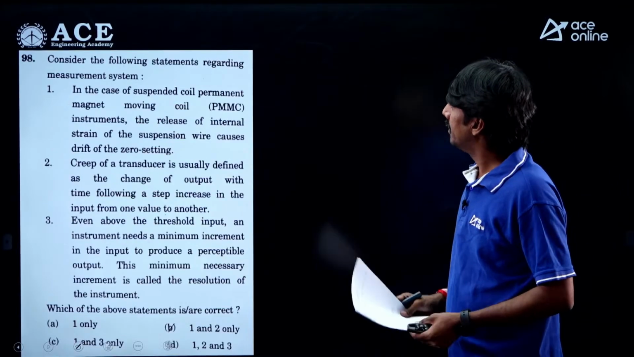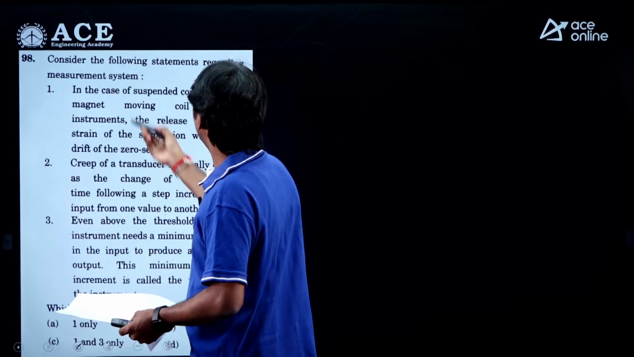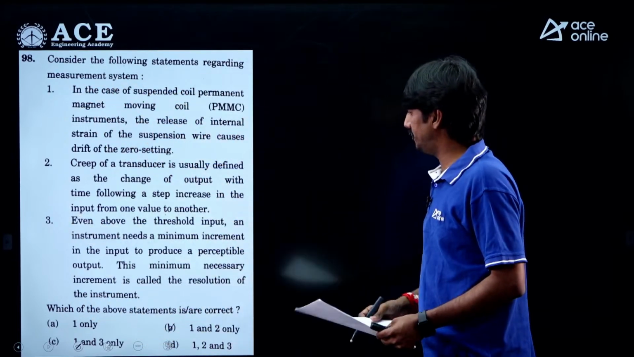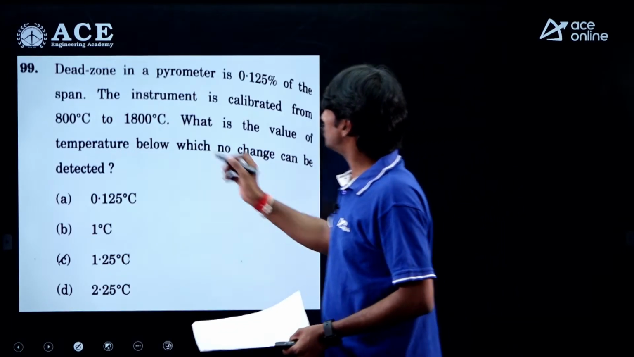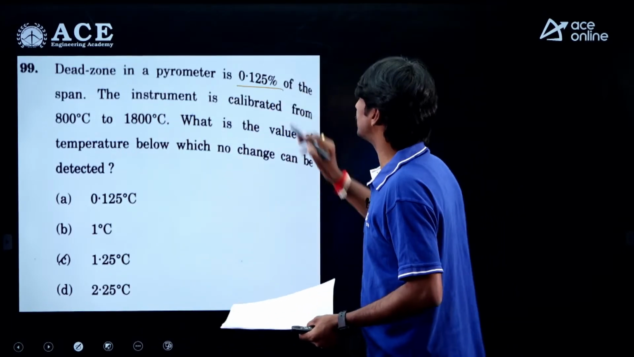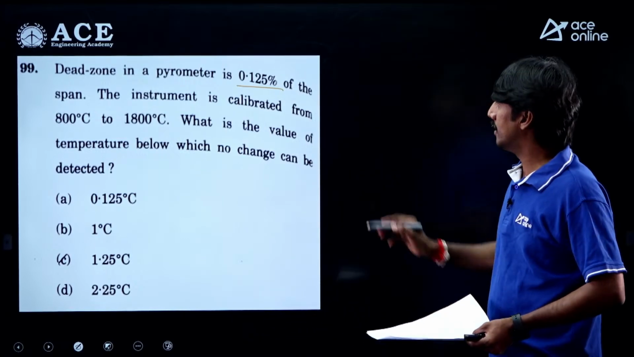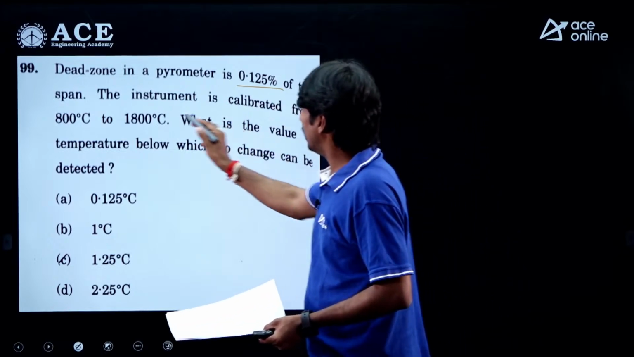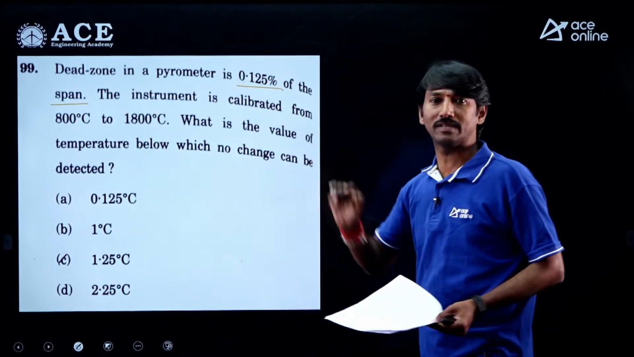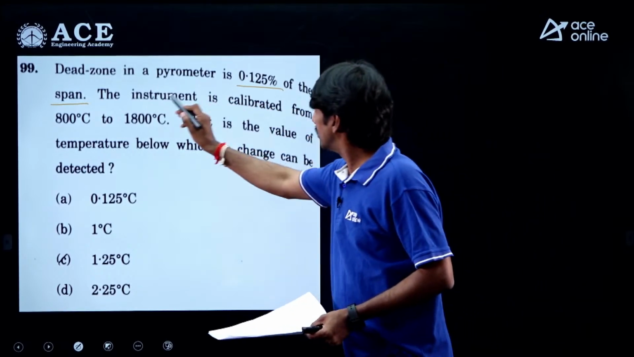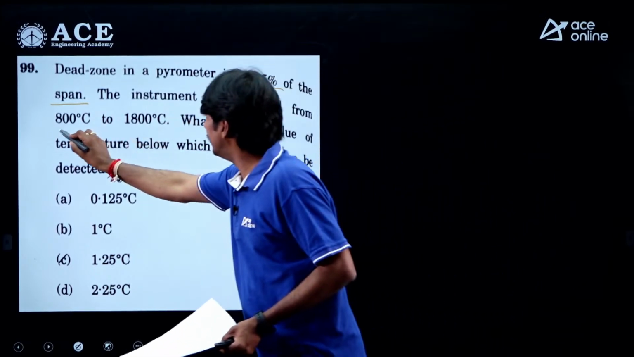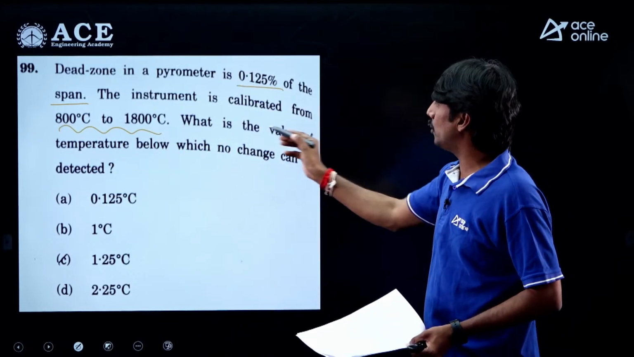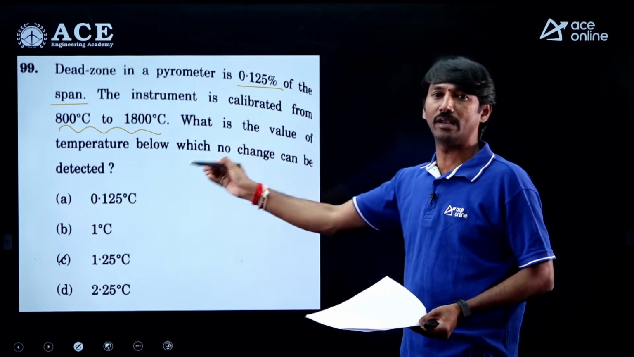Right. Next one, it is also a theoretical question. Consider the following statements regarding measurement system. And then here, the dead zone in a pyrometer is 0.125% of the span. Nothing but this is the span, 0.125% of the span. And the instrument is calibrated from 800 degrees centigrade to 1800 degrees centigrade. What is the value of temperature below which no change can be detected?